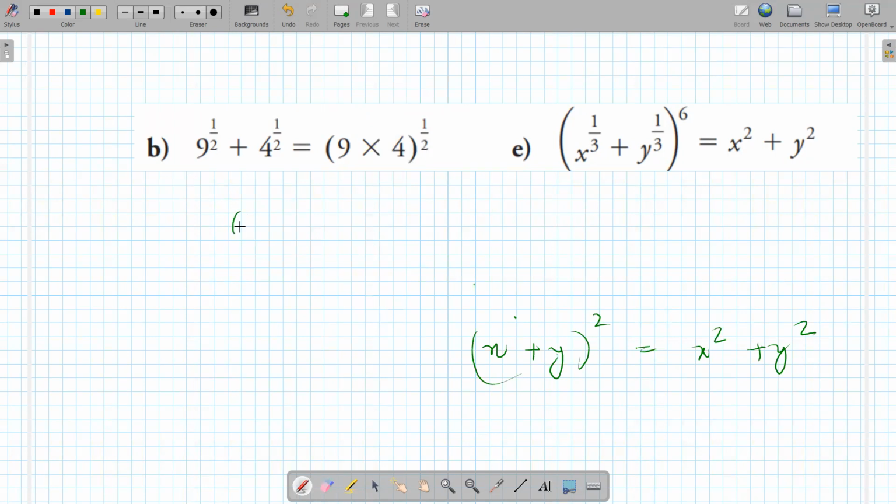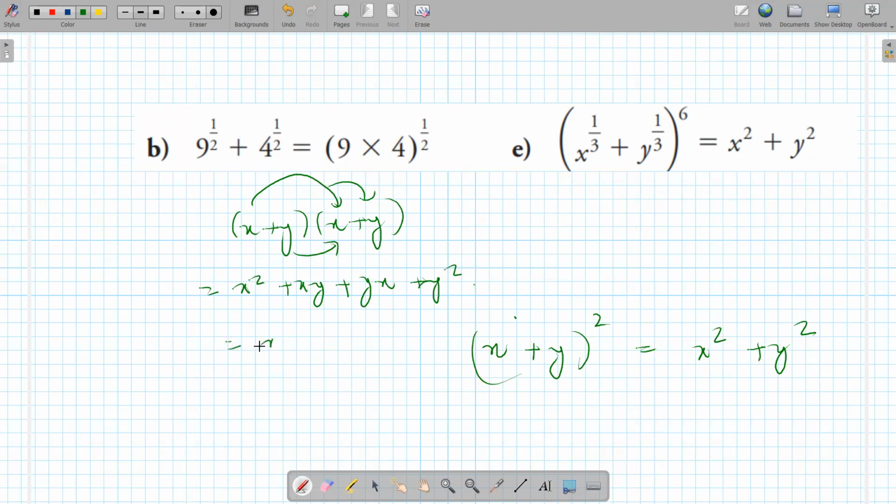If you have x plus y squared, that means it's x plus y times x plus y. Let's open this bracket. X times x is x squared. X times y is xy. Y times x is yx. Y times y is y squared. You're good. X squared plus 2xy plus y squared. Okay?